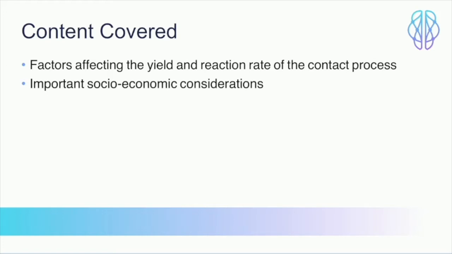However, unlike our discussion on the Haber process, where we went through the whole process and then looked at the factors affecting the yield, with the contact process, there's a couple of separate steps where we need to analyze the factors affecting the yield and reaction rate a bit separately. After we've done that, we'll look at some important socioeconomic considerations in regards to the contact process.